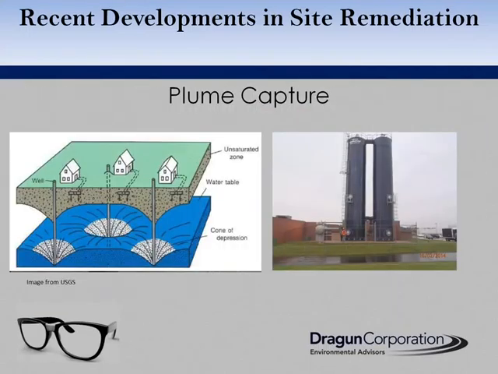The next thing that I'll talk about, some new ways of thinking, is about plume capture. For a long time, whenever there was a plume migrating off-site, we used pump and treat systems to stop the plume. And it typically included hydraulic capture, above-ground treatment, and then discharge to either a sewer system or a surface water. The system we're showing on the right here is one of our projects.